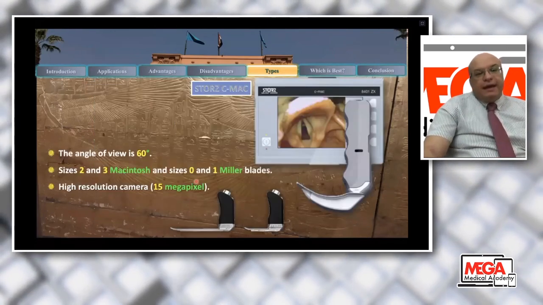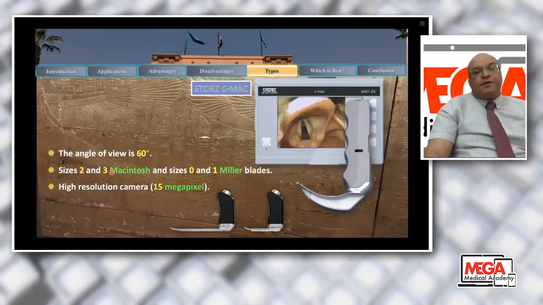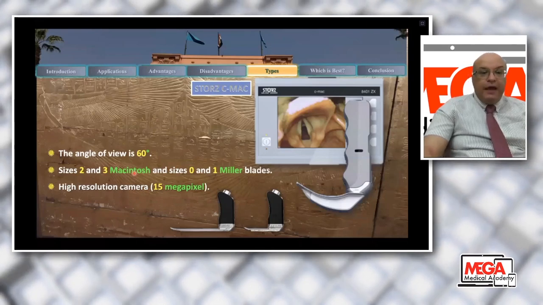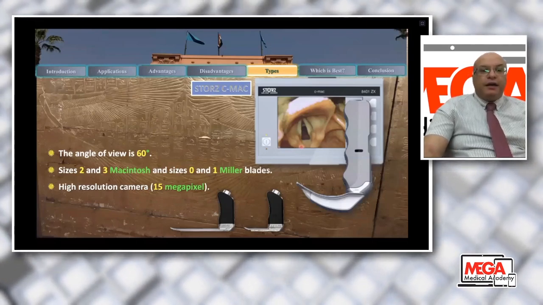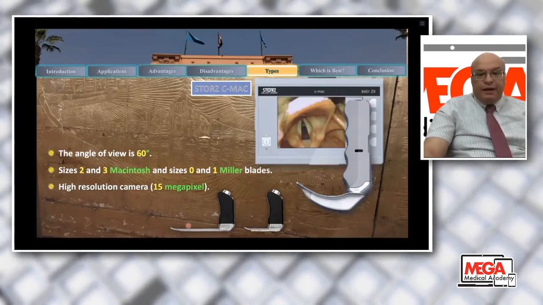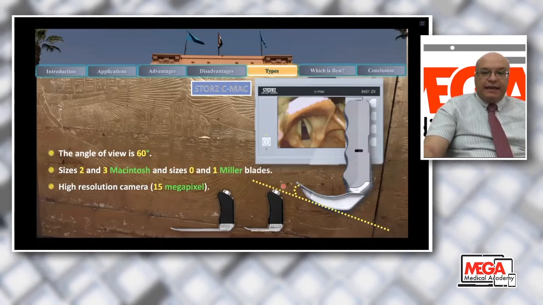The C-MAC is 60 degrees, and it is also available in Macintosh curved blade sizes 2 and 3 and straight Miller 0 and 1. There is a very high resolution camera with 15 megapixels. It is available in straight and curved blades, as I told you. The angle is 60 degrees. Here is the angle.